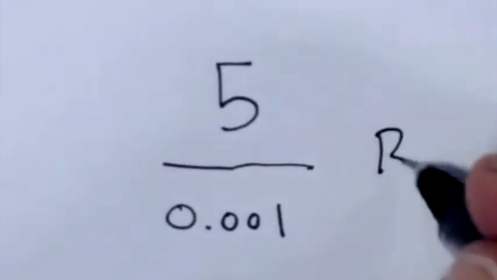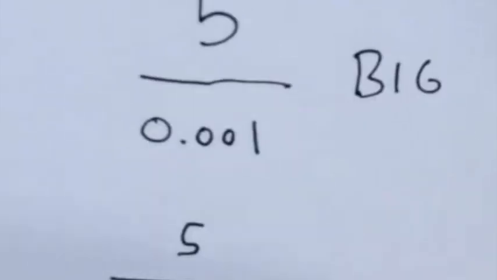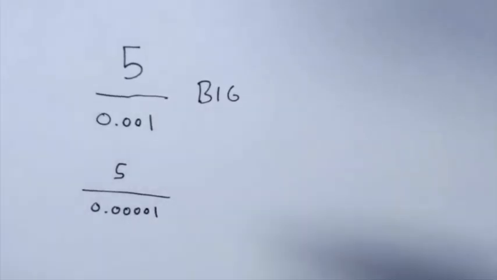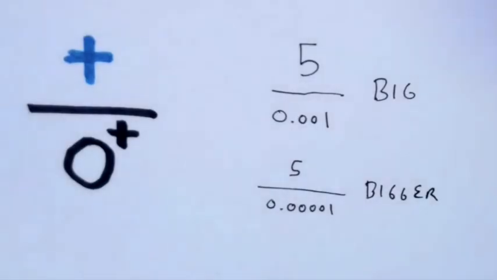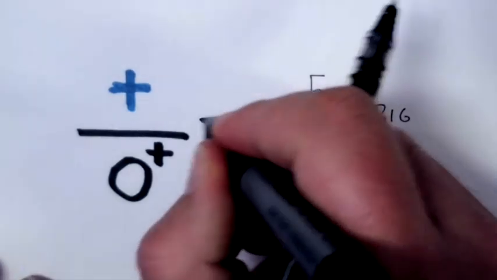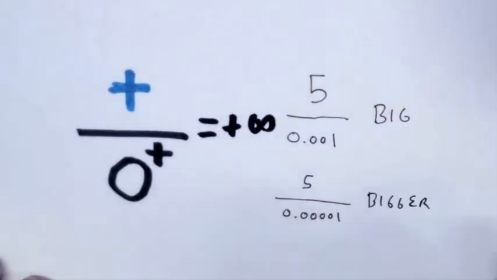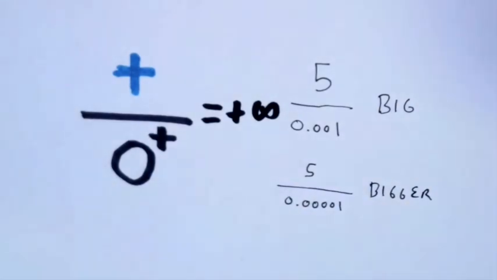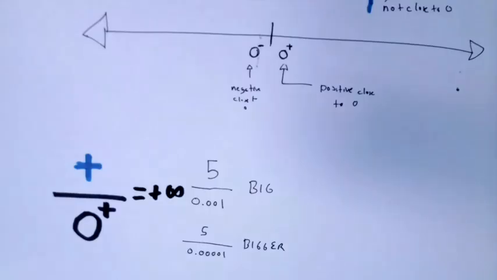You get lots of pieces, and then if you look at 5 divided by an even smaller number, what happens? It gets even bigger. So in terms of these symbolic rules that we're going to look at, if we have a positive divided by something that's 0 but positive, is this a positive number also? Yeah, so let's call that positive infinity. You see that pattern, that trend?